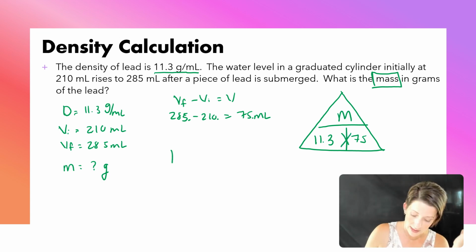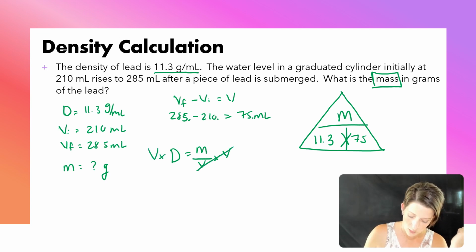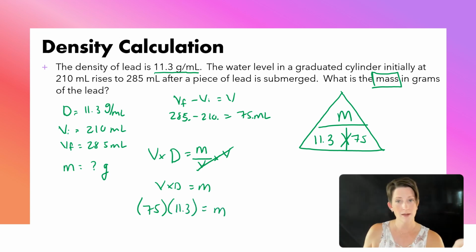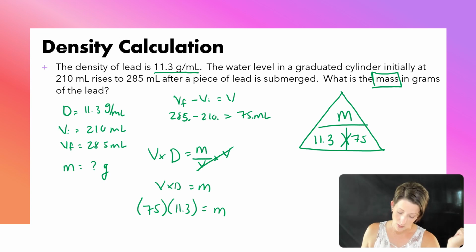If you want to do this in the variable way, I need to multiply by volume to move that out of the denominator. So volume times density equals mass. Therefore, I have 75 times 11.3 equals our mass. Same setup. All right, so when I do this and I multiply them, I'm going to get 847.5. Let's check our sig figs.